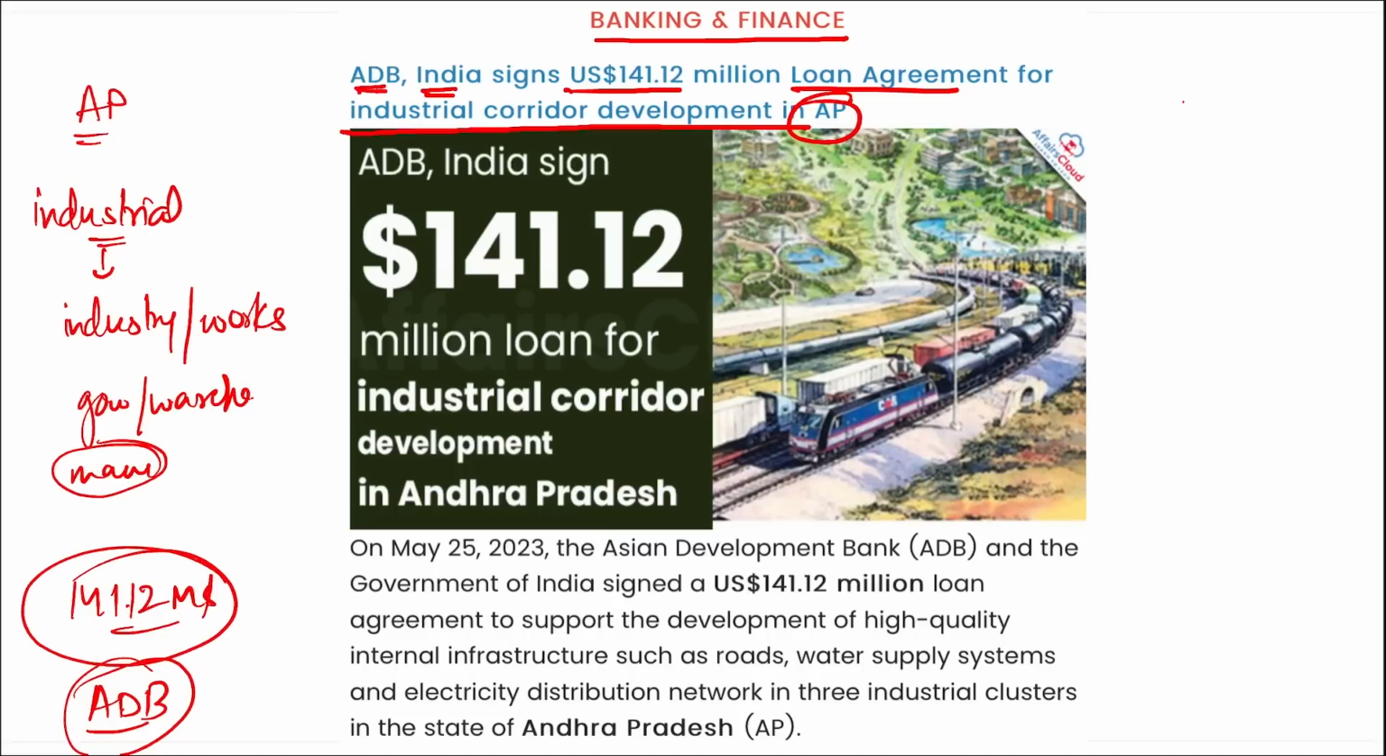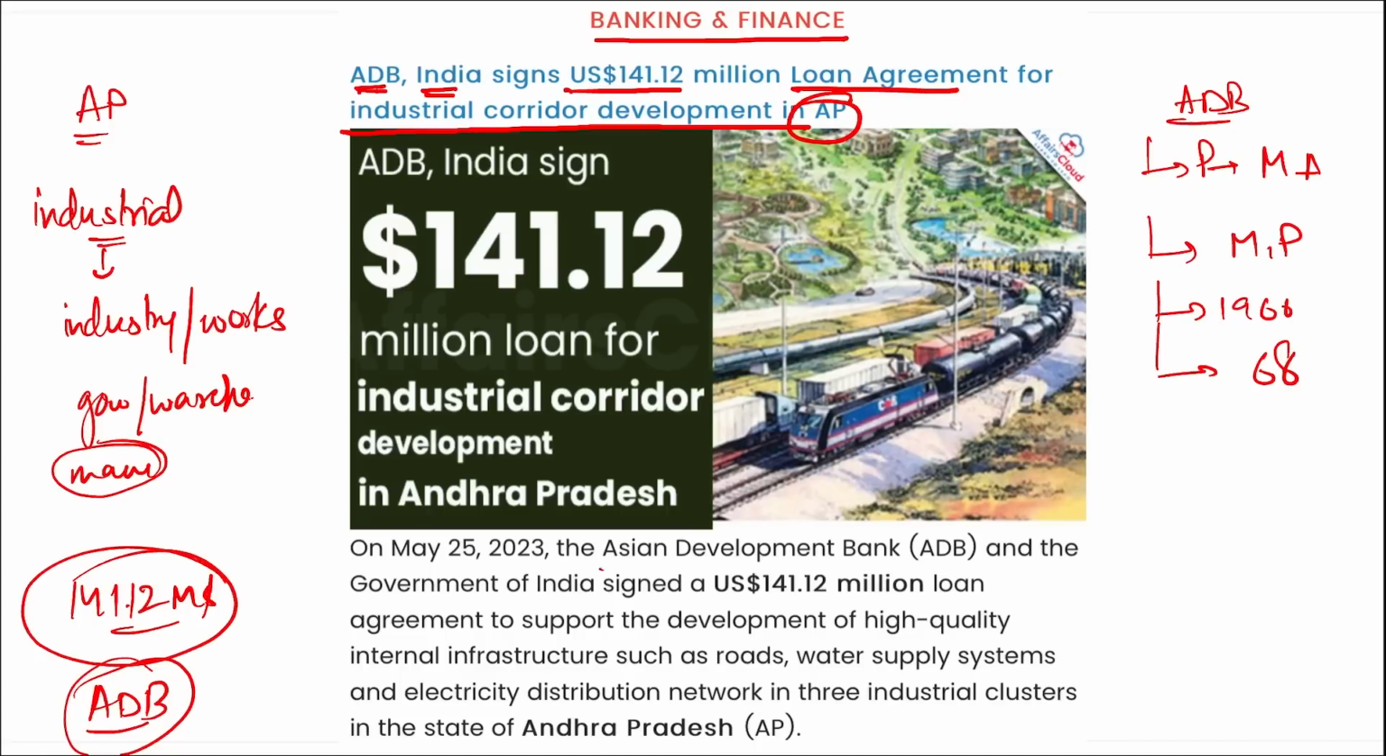If we talk about the Asian Development Bank, who is the president? Masasugu Asakawa. The headquarter is in Manila, Philippines. It was established in 1966 and there are 68 countries that are part of the Asian Development Bank.